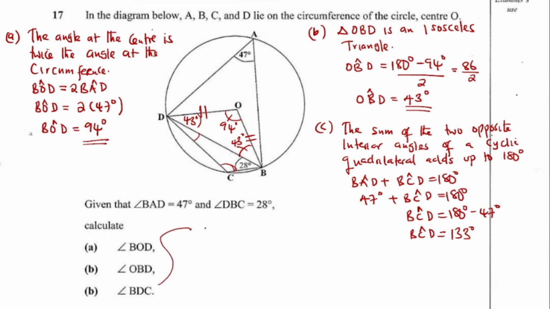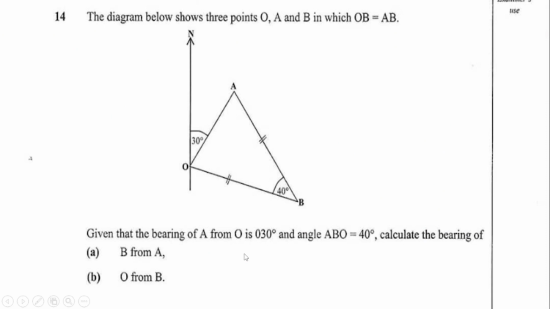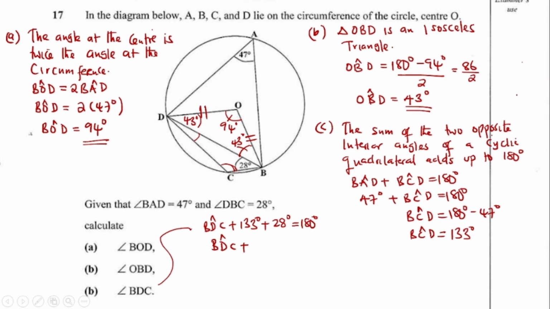So if I've got 133 there, we can now find the angle at D. How do we find it? We shall say BDC plus 133 degrees plus the 28 there at B is equal to 180. So the angles in that triangle, if you add, are supposed to give us 180. So BDC plus, okay, 133 plus 28 is going to give us 161, being equal to 180.